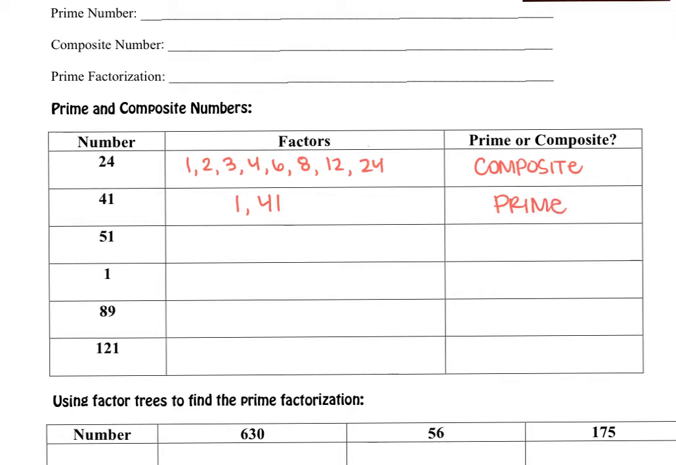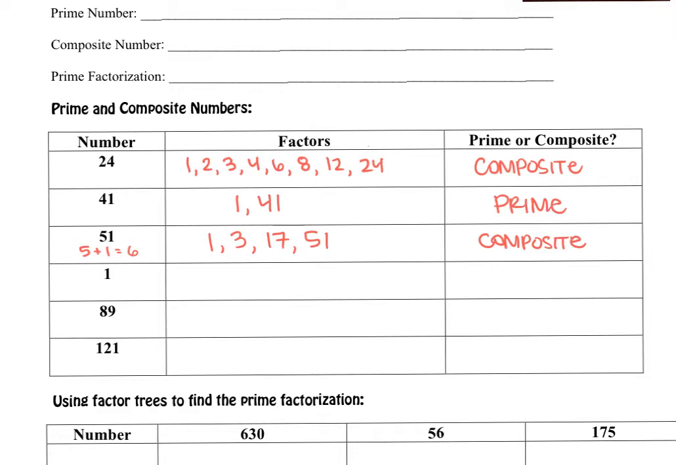51 is one that kind of tricks people. If you remember, we talked about how the trick to figure out if a number is divisible by 3 is you add its digits. And so when you add there, you do see that 51 is divisible by 3. So 51 is one that people always think is prime, but it's actually not because the factors are 1, 3, 17, and 51. And so this would be a composite number.